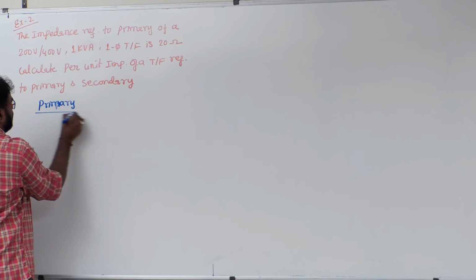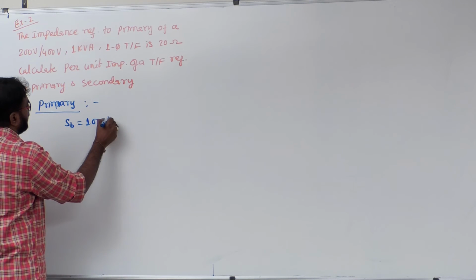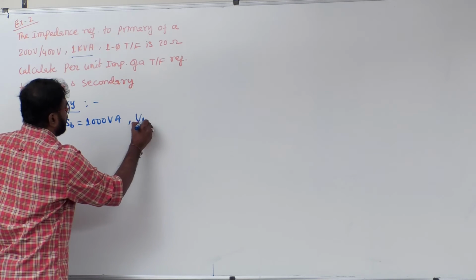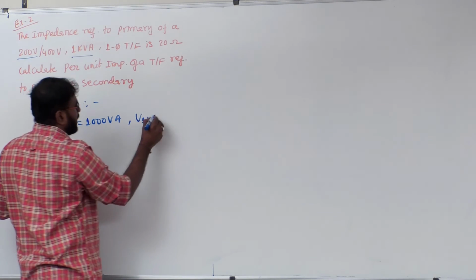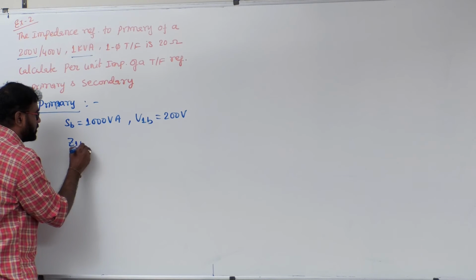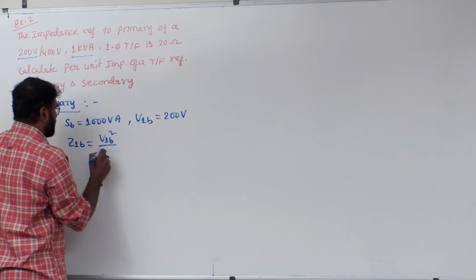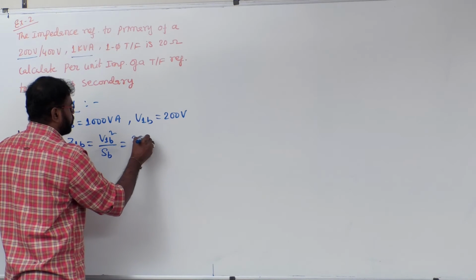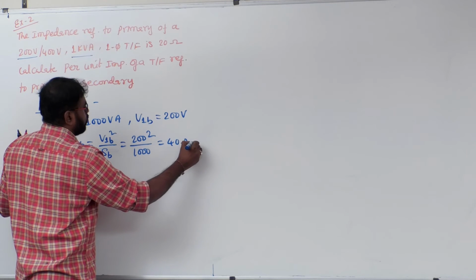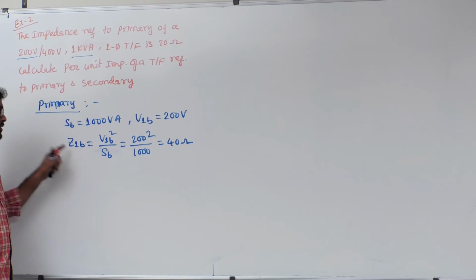On the primary side, what is S base? 1000 volt ampere, that is 1 kVA. What is V1 base? 200 volts. The rating of the machine is the default base. Don't forget that. What is Z1 base? Z1 base is V1 base whole square by S base. 200 square by 1000 is 40 ohms. That is the Z1 base.